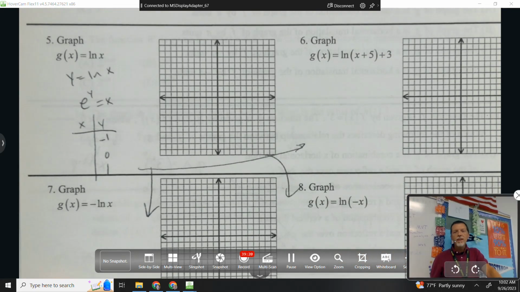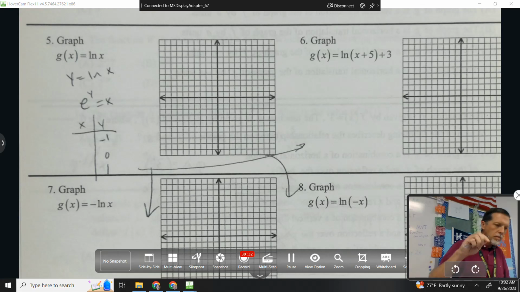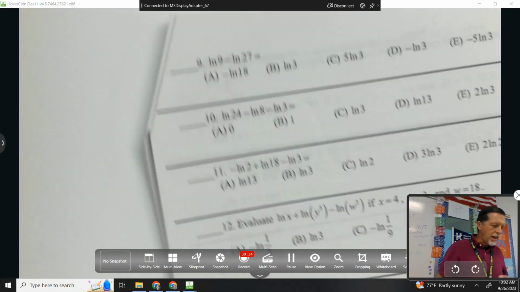So again, 6, 7, 8, 2, 3, 4. I mean, yes, you're graphing logs, but you're not really graphing logs. You're just taking a graph you already know and moving it around. And then after that, it's more property work.